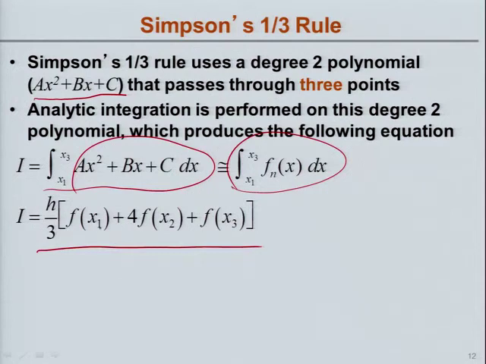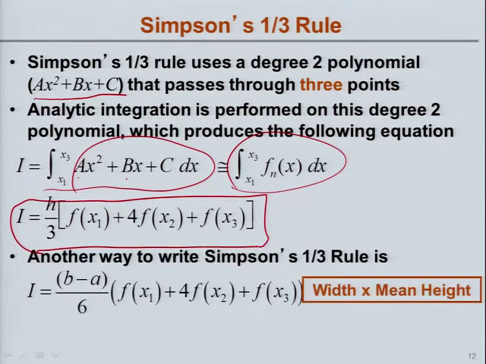h on 3 times the function value at x1 plus 4 times the function value at x2 plus the function value at x3. So we never actually need to know a, b and c. All of that stuff comes out in the wash and we get a really simple formula that looks like that. That's about the only thing you need to remember for Simpson's 1/3 rule. Plus, the truncation error for one application goes like h to the 5th. That's a handy thing to remember as well.